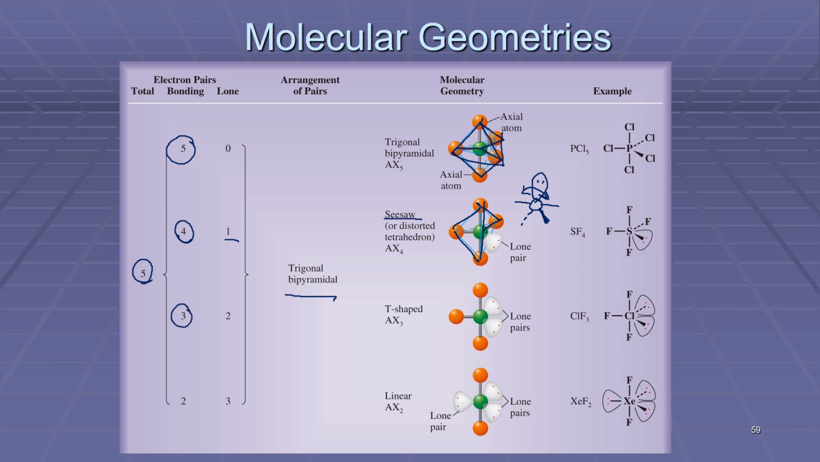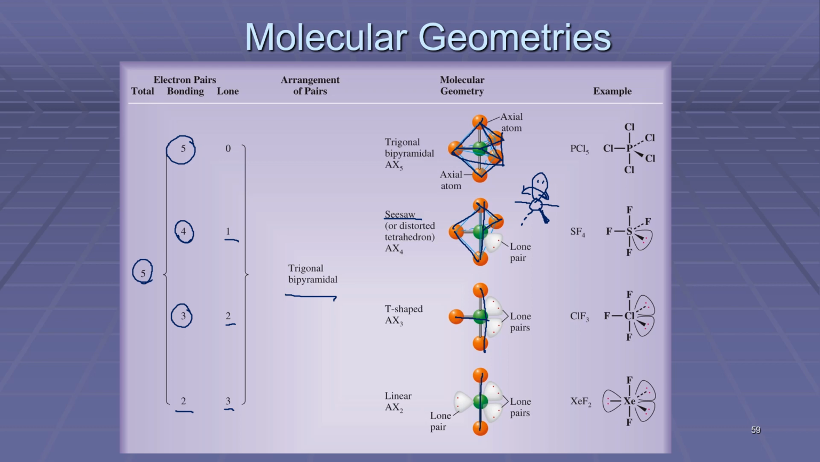If you have 3 bonds and 2 unshared pairs, the 2 unshared or lone pairs are around the center, so you end up with a T-shape. And this is kind of two-dimensional because the electrons are coming out, but the 3 atoms are in the same plane. And then if 2 of them are bonding and 3 are unshared pairs, all the unshared pairs are around the center, and you get the linear shape.